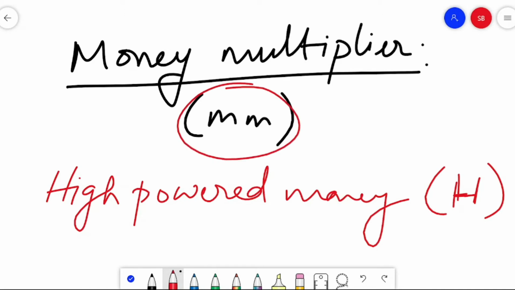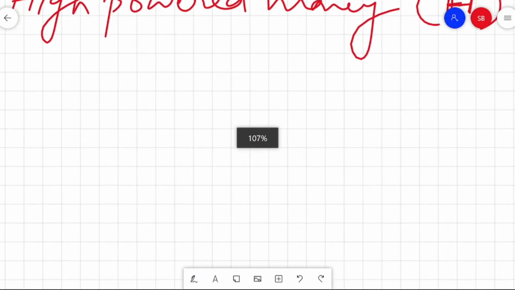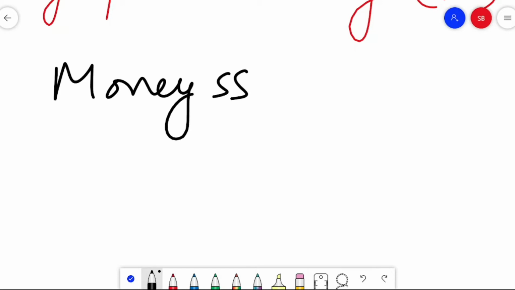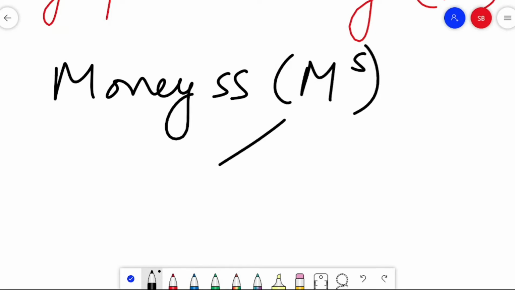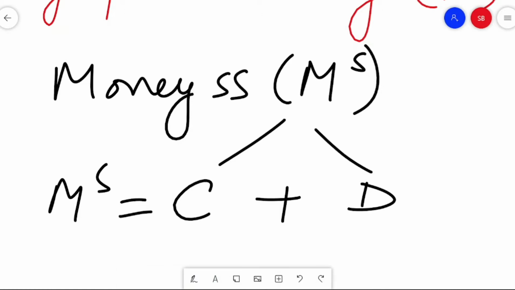All right. Now, before moving on, let's go through a few of the concepts. I am focusing firstly on money supply, M. It has two components: one is currency, which I'm writing with C, and another is deposits, D. So money supply is nothing but the summation of currency and deposits.